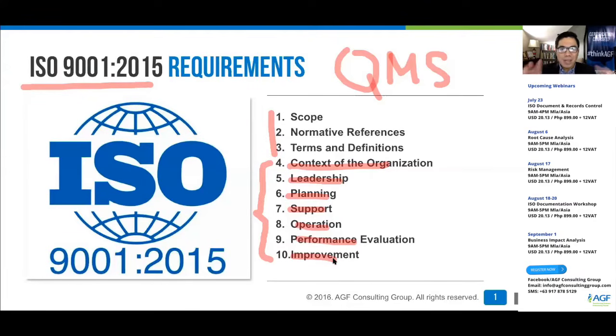Now, if you're not yet familiar with all of this, watch out for our succeeding webinars. We'll talk in detail about what these requirements are, because today our topic is about corrective action reporting.